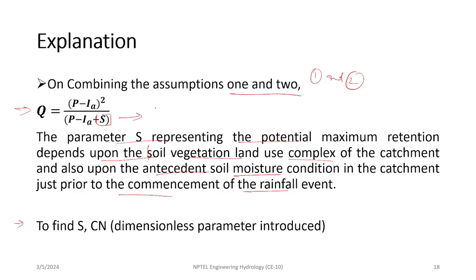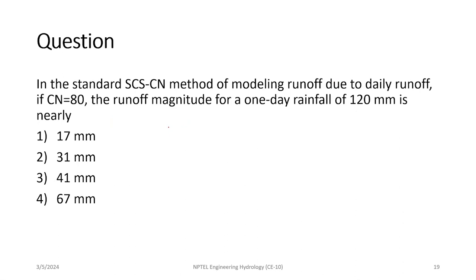So how can we compute maximum retention? So maximum retention is like what? That is S. They have given an empirical formula to quantify maximum retention based on curve number. So this curve number was introduced in order to compute maximum retention, the maximum retention which can occur in the soil, vegetation, land. Okay, we will be discussing further.